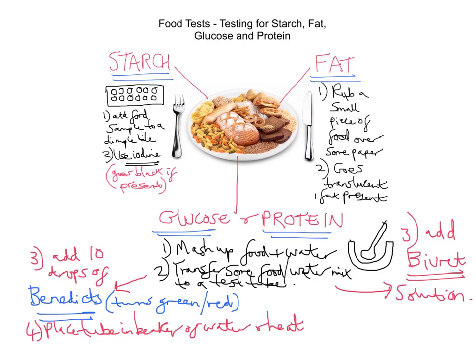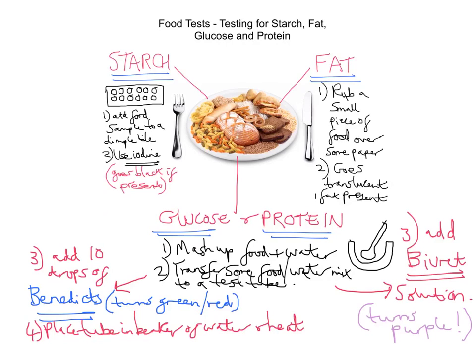and wait a couple of minutes, then it should turn purple, and that's indicative of protein in the food. So I'll even write this in purple. So we add the Biuret solution and it turns purple if protein is present, and that's a test for protein.